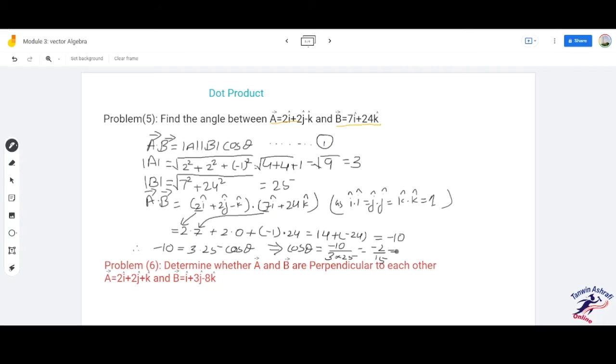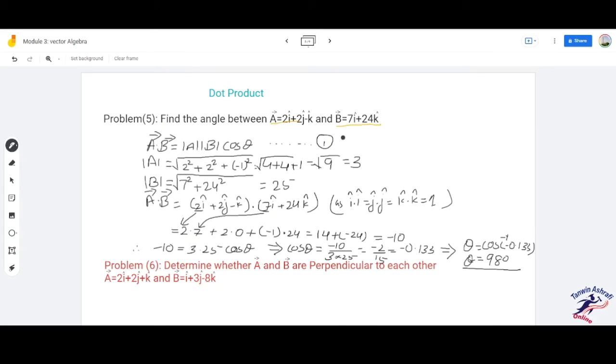That means minus 0.133, and that leads us to the angle. If I find the angle theta, cos inverse of minus 0.133 is equal to 98 degrees. So that is our theta, the angle between the two vectors A and B.